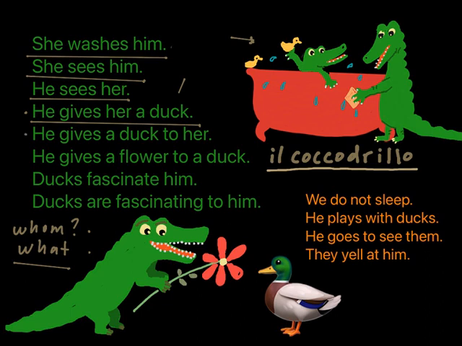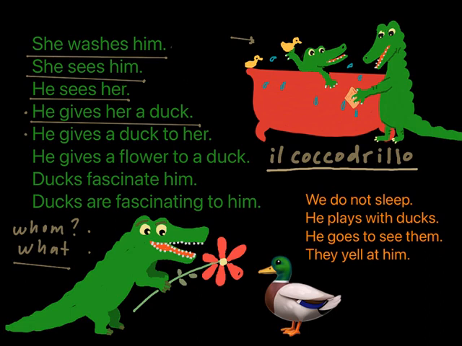The same sentence rewritten, but if you look closely, you'll see that it is clearer. He, still subject, gives, still verb, a duck, the direct object, and now it clearly receives the action of the verb. To her answers the question to whom, to what. That's why it's the indirect object. And in this case, it's also the indirect object pronoun.